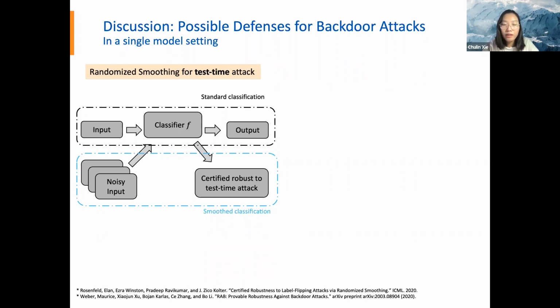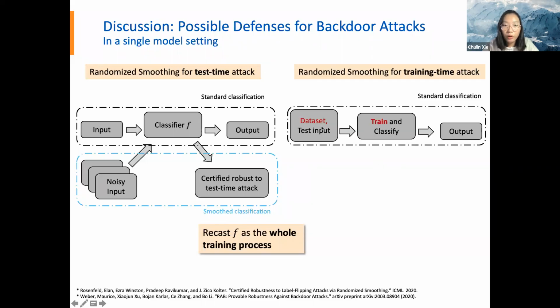However, the theorem behind randomized smoothing could be applied to an arbitrary function f. So we can modify the function f to be the whole training process. In randomized smoothing for the training time attack, the input now would be the entire training data set and a test point. And the function f is recast to the whole training process, that is, training a classifier on the training data set and making a prediction on the test point. And the output would be the probability of the test input.